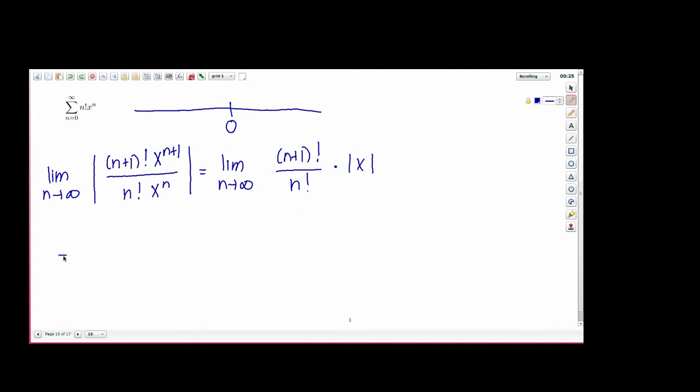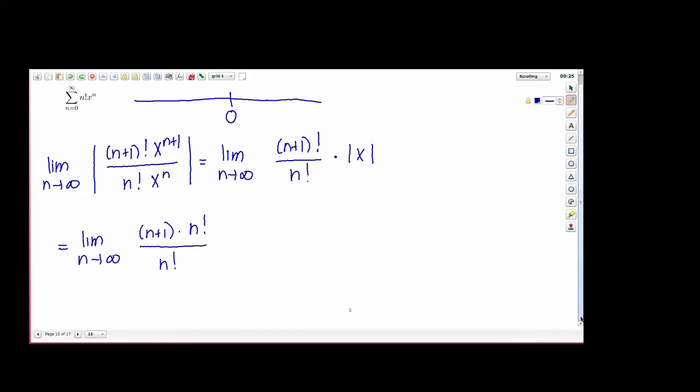Now let's remember what happens with our factorials. So n plus 1 factorial, that just means n plus 1 times n times n minus 1, n minus 2, etc. So what's left over is just n plus 1 times n factorial over n factorial. And again, if you need to, remember you can always do scratch work to figure that out.